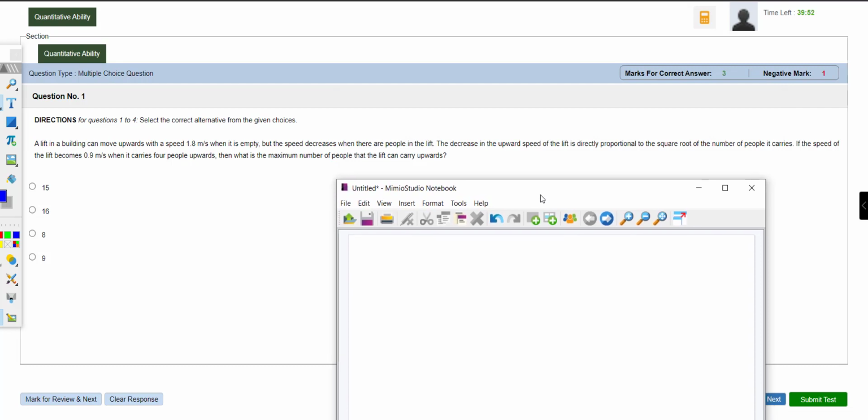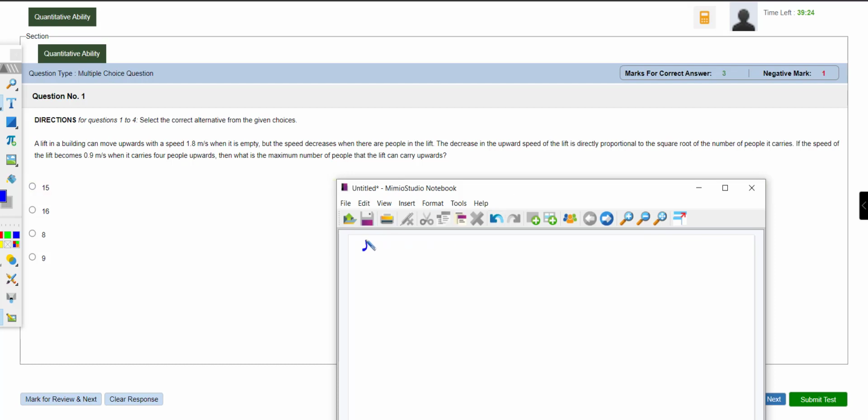Let's read this question carefully. A lift in a building can move upward with a speed of 1.8 meters per second when it is empty, but the speed decreases when there are people in the lift. The decrease in the speed in the upward direction is directly proportional to the square root of the number of people. If the speed is 0.9, then there are 4 people. Find the maximum number of people that the lift can carry.